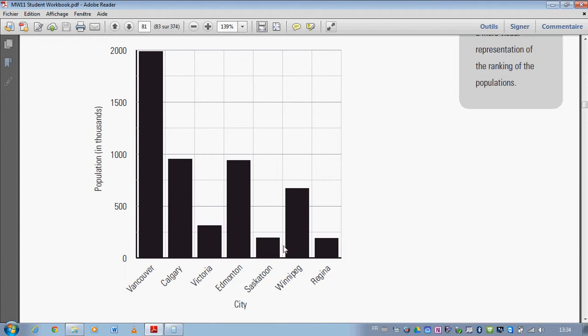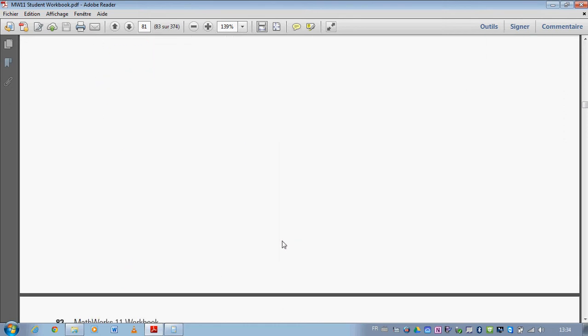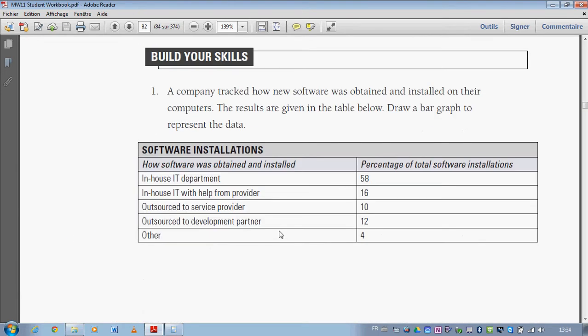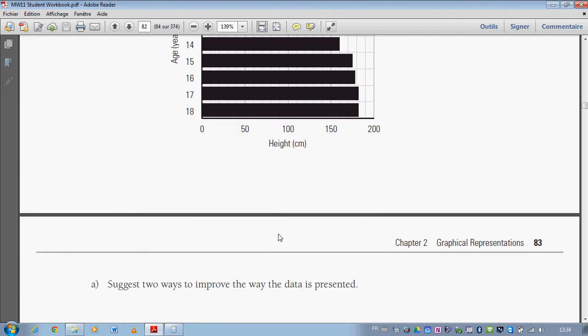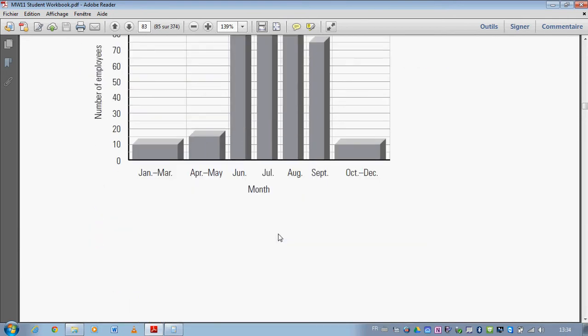bar, because we're going to see that when you've got no spaces between bars, that's a histogram, and that will be the next topic of discussion. Okay, so in your skill-building questions, they're going to ask you to draw a graph or answer questions on the graph.